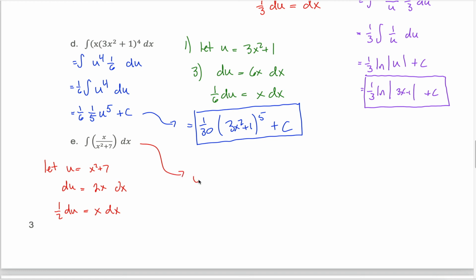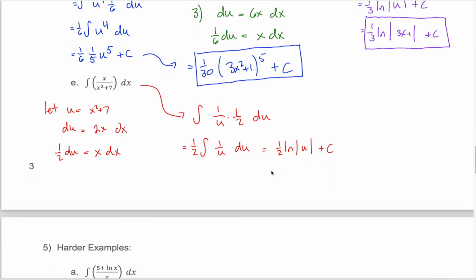This question becomes the integral of 1 over u, because the x squared plus 7 is down in the denominator here, times 1/2 du, because I replaced the x dx with the 1/2 du. I've got a constant, this 1/2, that I can pull out in front of the integral symbol. So all I've got to do is figure out the antiderivative of 1 over u du. Remember, this is the tricky one where you're thinking you should use the power rule, but you don't want to, because this is u to the -1 power and it would cause you to divide by 0. This is the weird one where you use the natural log of the absolute value of u for the antiderivative.